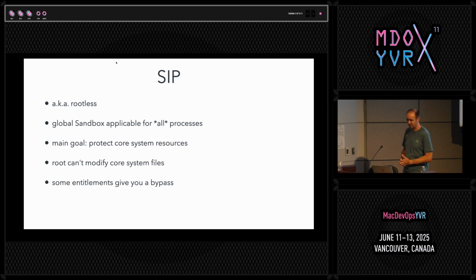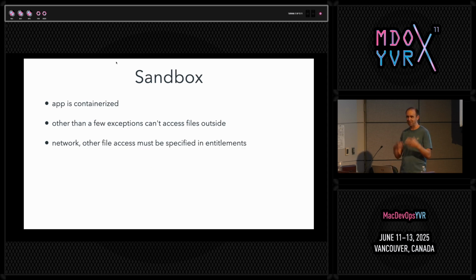SIP, known as rootless, is basically a global sandbox for every process on the system, including Apple's own processes. The main goal originally was to protect core system resources, but now it's much more broad. So basically, root is no longer root because it cannot modify core system files. And some entitlements will actually give you a bypass for SIP. Traditional sandbox: the application is containerized. It can only access its own container or folder with a few exceptions. Also network and other files are based on extra entitlements the developer provides.